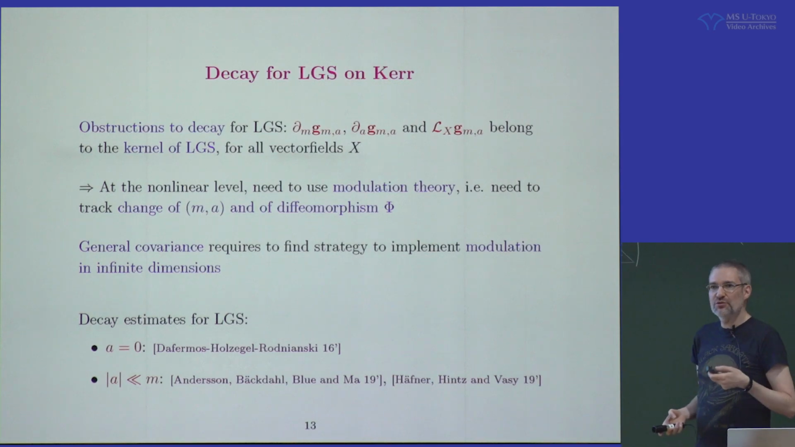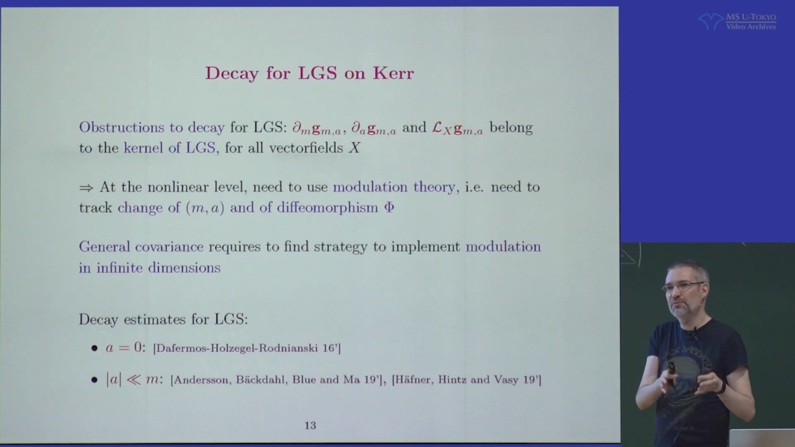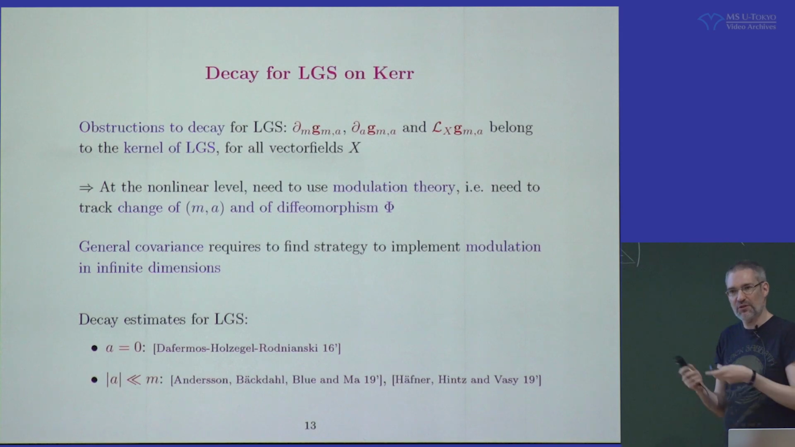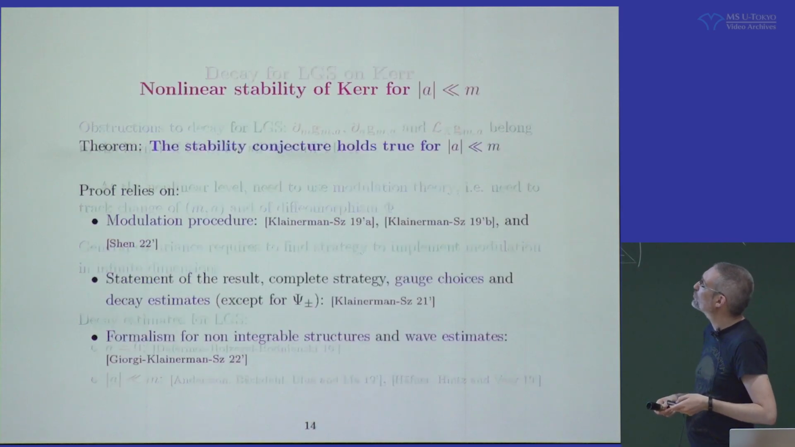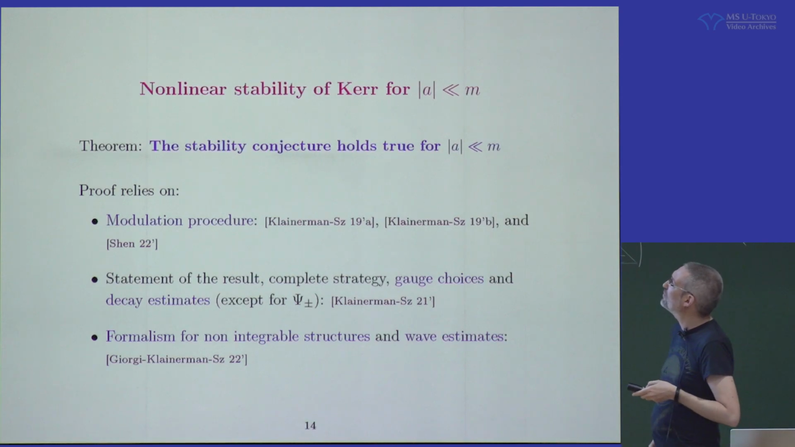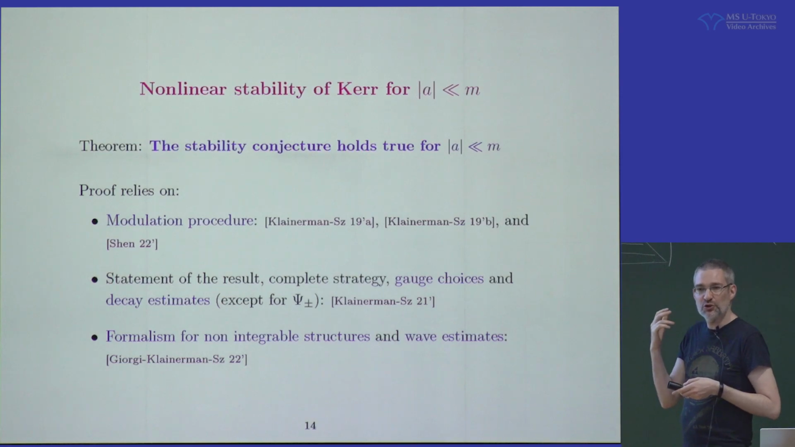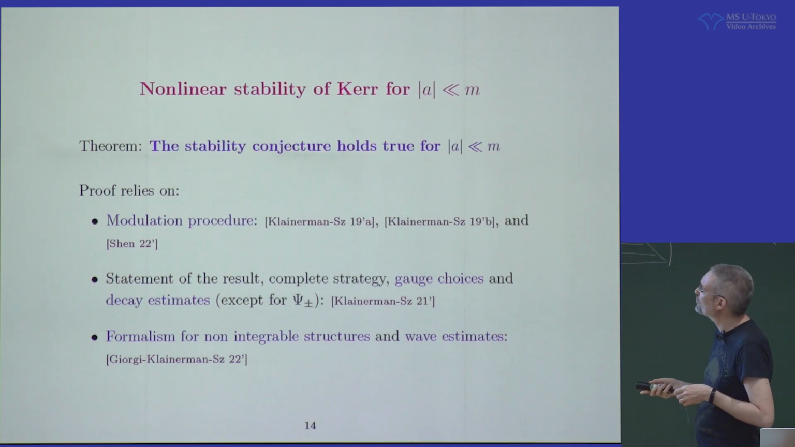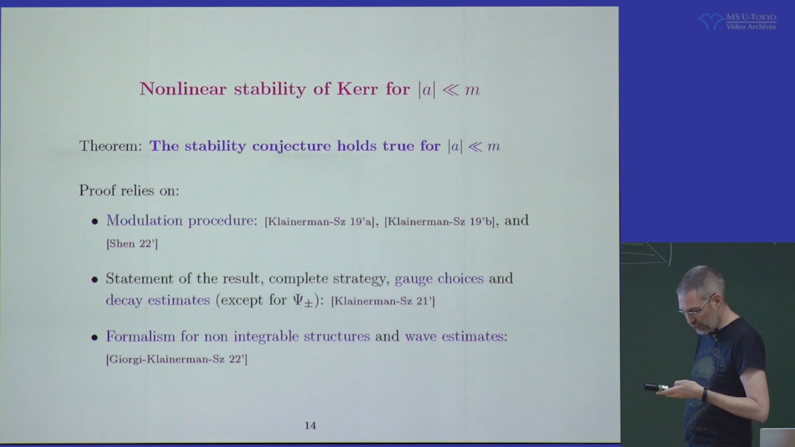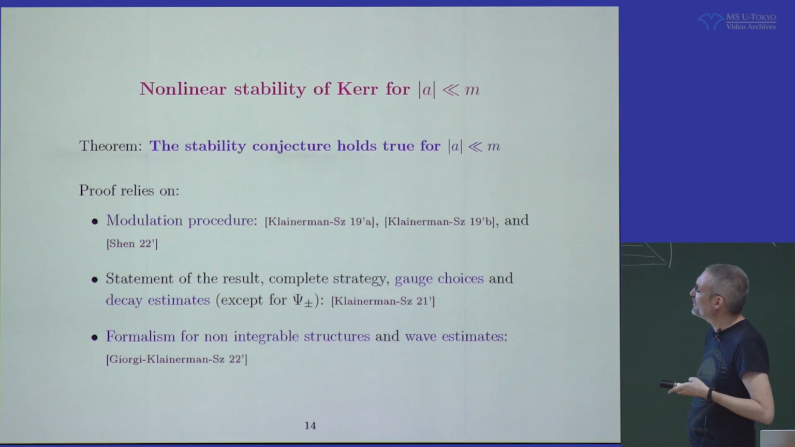Okay, so this is what I wanted to say about the history of this problem. I wanted to explain simple ideas on a toy model problem, and now I want to come back to the true problem, in other words, the conjecture, and I want to present this stability result for nonlinear stability. So it's the resolution of the conjecture for slowly rotating Kerr black holes. Okay, so if you have slowly rotating Kerr black holes, the conjecture is true. These are recent joint results with Sergiu Klainerman, my student Dawei Shen, and Elena Giorgi.